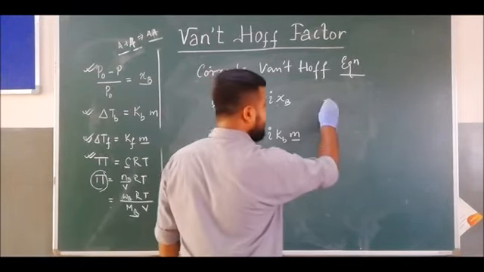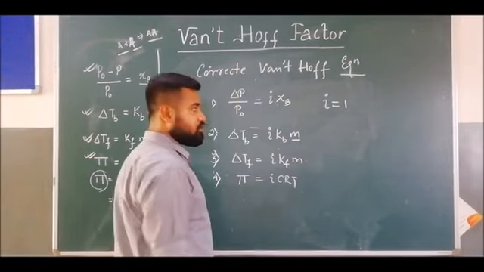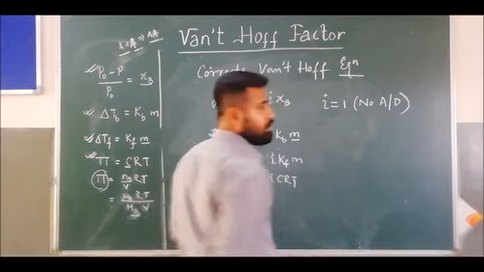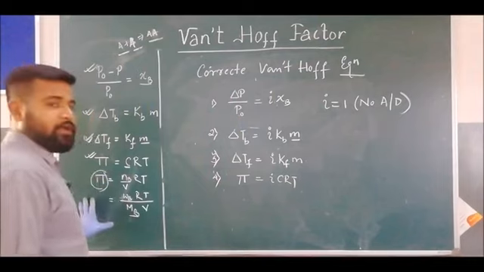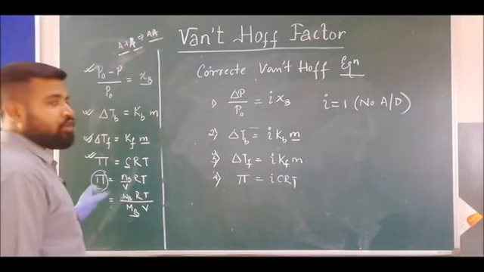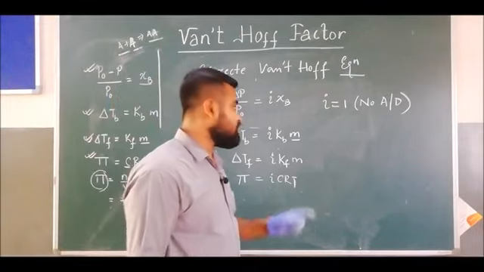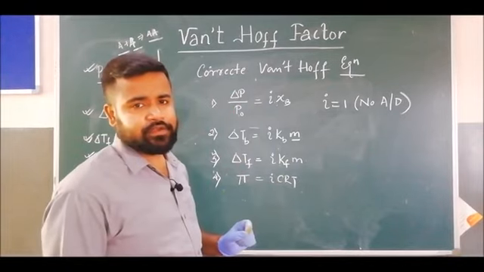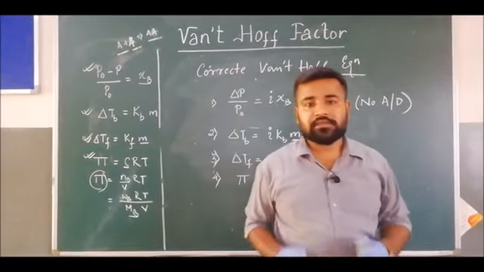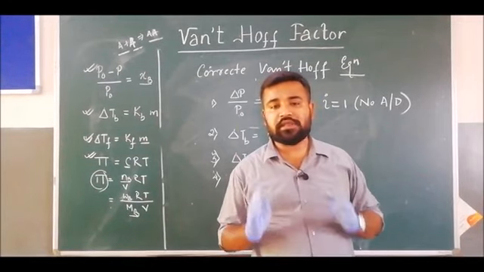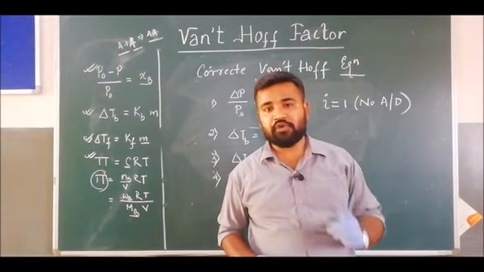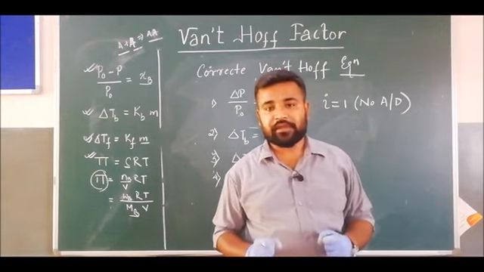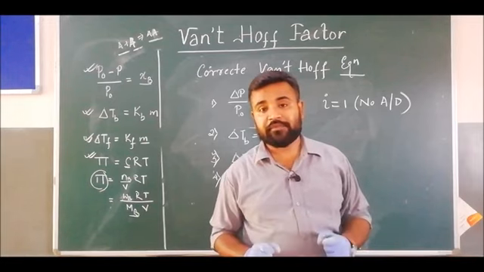We know that when i equals 1, there is no association or dissociation. In that case, we use the normal formula of the colligative property. But if there is association or dissociation, then we have to introduce this correction factor, called the Van't Hoff factor. So this is all about this chapter. We have discussed all the aspects of this chapter. In one more video, I will tell you the numericals of colligative property and the Van't Hoff factor. Thank you.